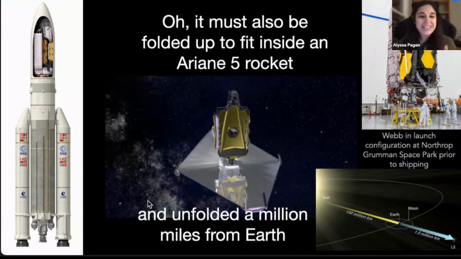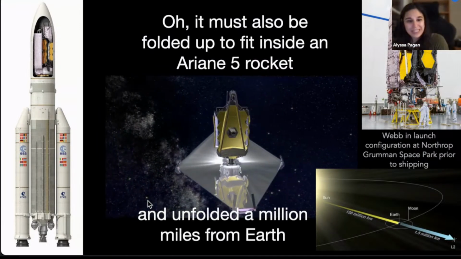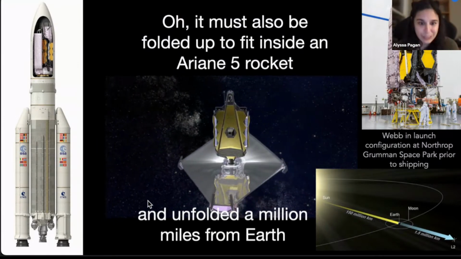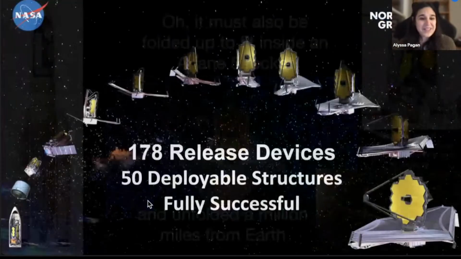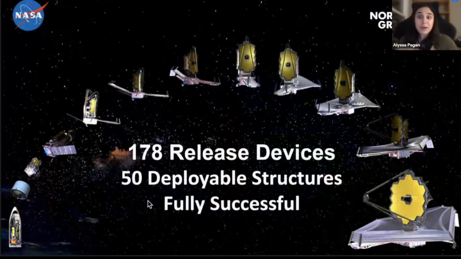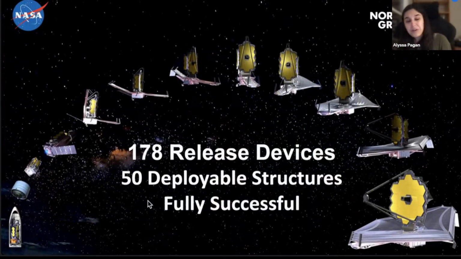And it has to do all of this while it's traveling to a special point 1 million miles away at L2, or the Lagrange point 2. So that's a lot that's going on. As you can see here, 178 release devices, 50 deployable structures. Basically, all that means is that there were over 340 points of failure. So if any of those single things went wrong, Webb would not be functioning right now. We would not be getting the images that we see today. And that's just insane to me.